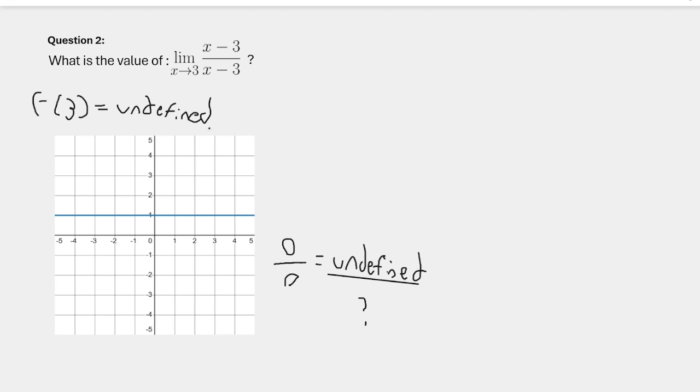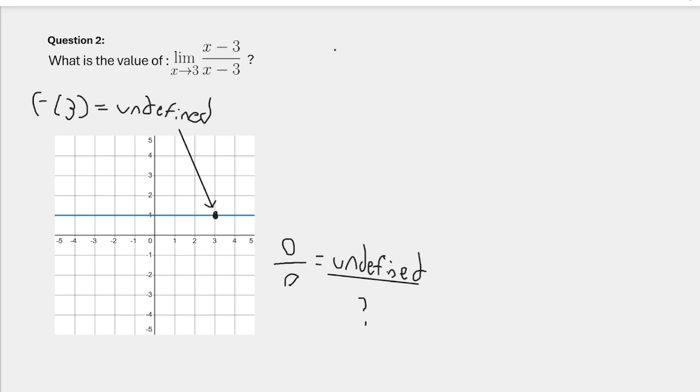So is that it? Does that mean we can't actually solve this limit? Does this limit have no value? Is it undefined, just like f of 3 is? Well, no, because if you remember, the value of f of 3 is entirely irrelevant. So we have x is equal to 3, and here this is going to be undefined. But the limit is simply the value that the function approaches as x approaches 3. So it's only the values leading up to 3 that actually matter.